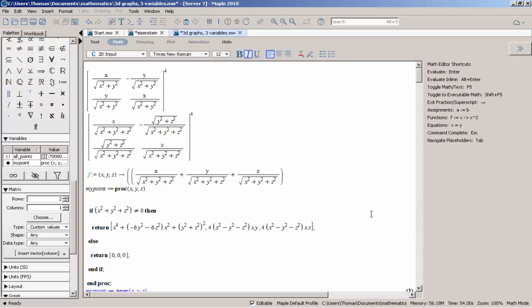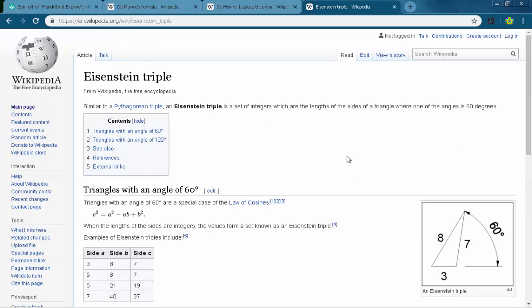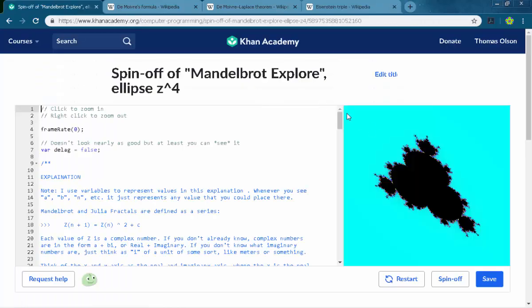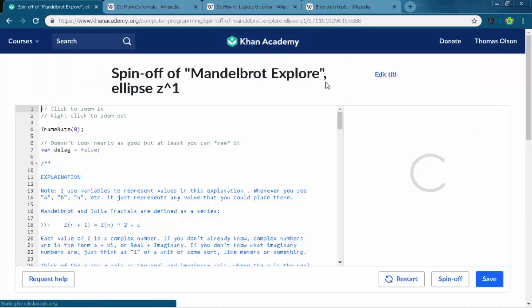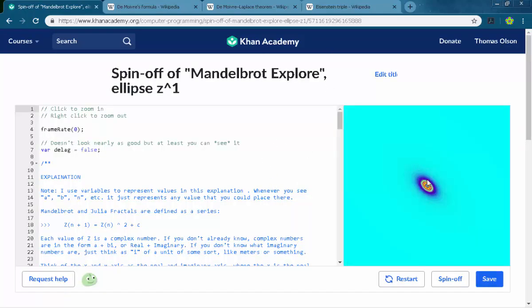Hello, I'm Thomas Olson, and I want to talk to you about the Eisenstein Triples. What I really want to talk to you about is the Mandelbrot set, but we got to start with the Eisenstein Triples. I'm going to be making Eisenstein Triples into this Mandelbrot set, and I'll be skewing the Mandelbrot set with it.